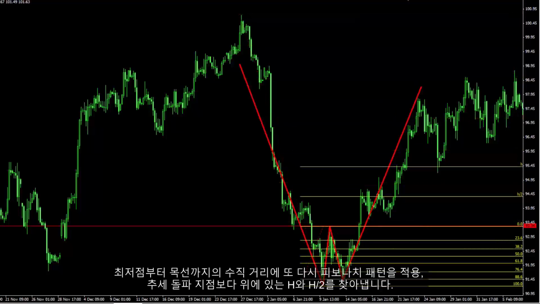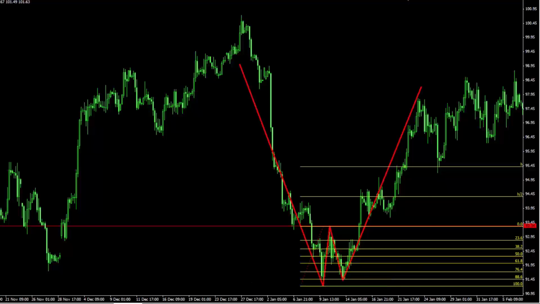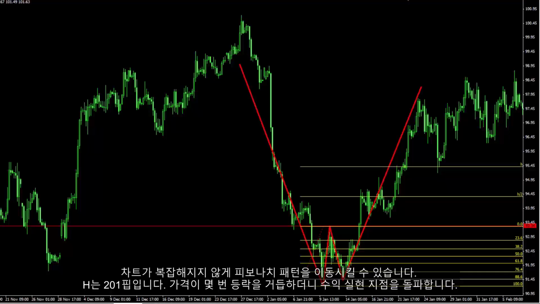Another Fibonacci can be drawn vertically from the valley of the longer wave to the neckline to consider H and H2 pips above the breakout point. A trader can relocate it to decrease bustle on the chart. H is 202 pips and the trend has passed the TP price with some fluctuation.